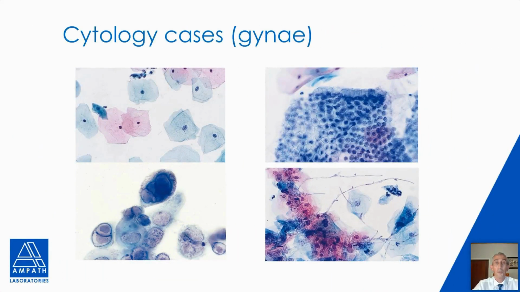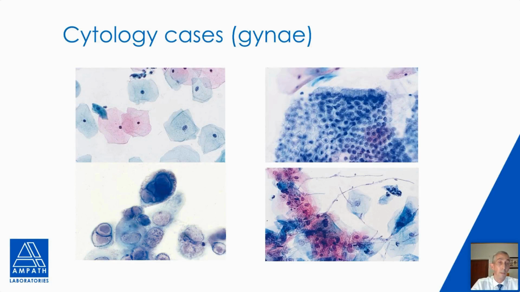Just a few images under the microscope of gynecytology. On the top left, we have squamous epithelial cells, which are completely normal. And on the top right, we have endocervical epithelium. It is usually important for us to mention the presence or absence of endocervical cells in a pap smear, because this denotes adequate sampling of the transformation zone where dysplasia usually arises.